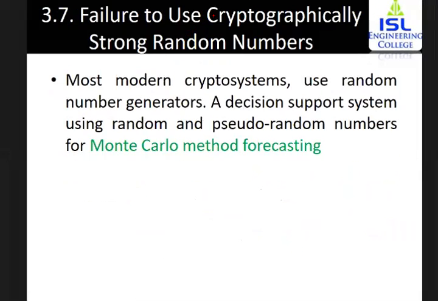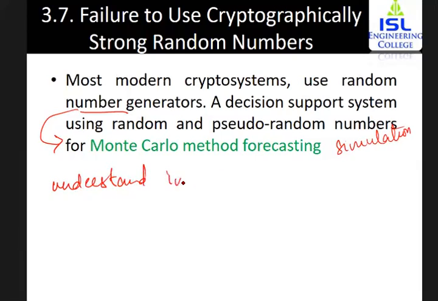The next is failure to use cryptographically strong or strong random numbers. Now in here, many modern crypto systems use random number generators. These random generators are used in the Monte Carlo method for forecasting. Now what is this Monte Carlo method of forecasting? This Monte Carlo simulation is used to understand the impact of a particular risk.